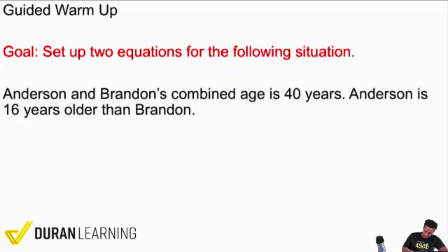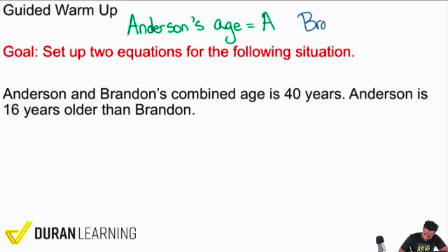So we have two things that we're going to be analyzing. One, we have Anderson and Brandon. That's who we're talking about in this problem. So I'm going to set that up right here. I'll say Anderson's age equals, I'll just say capital A. That's cool with y'all. And then what we have after that is Brandon's age, B. So I'll just say A for Anderson, B for Brandon. Yes or no? Is that okay with everybody before I continue? That represents each of their ages, A and B. Nice and easy.